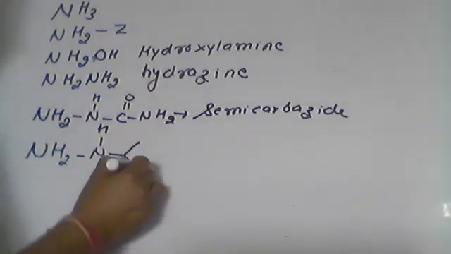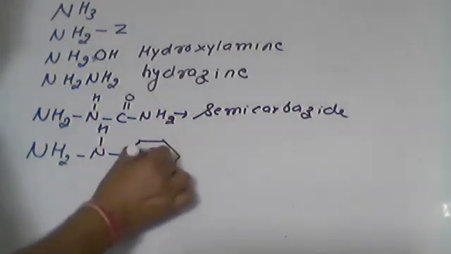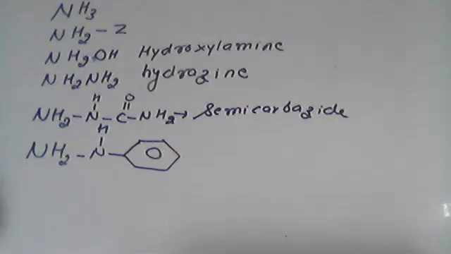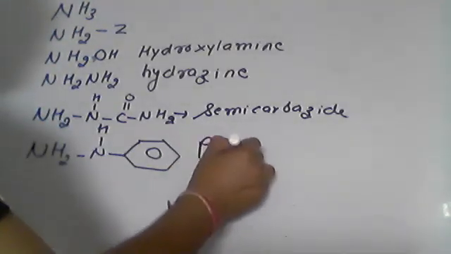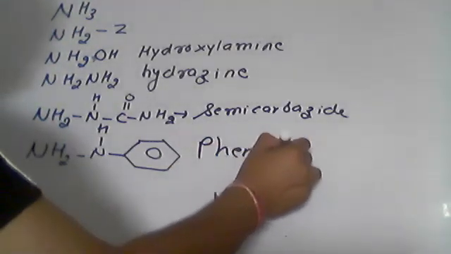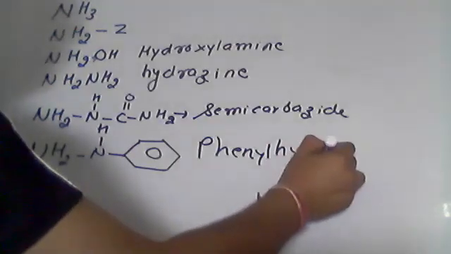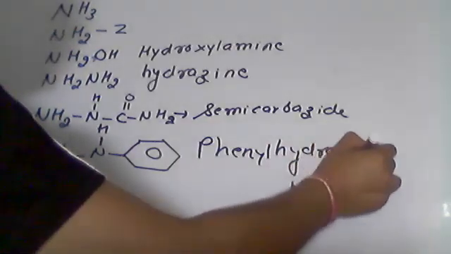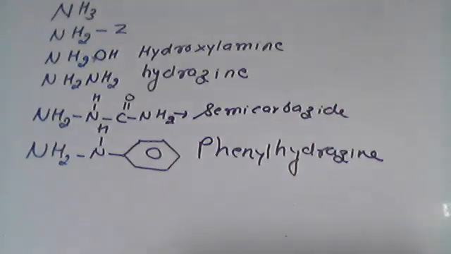If in NH2NH2 I replace one of the hydrogens by the phenyl group, here I have a phenyl group, I'm going to replace with the phenyl group. The name for this one is phenylhydrazine.